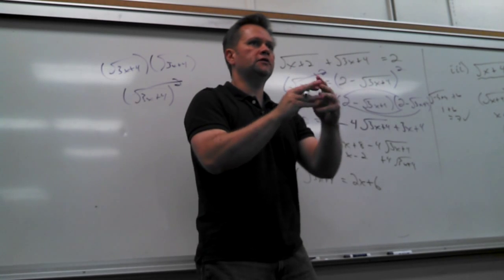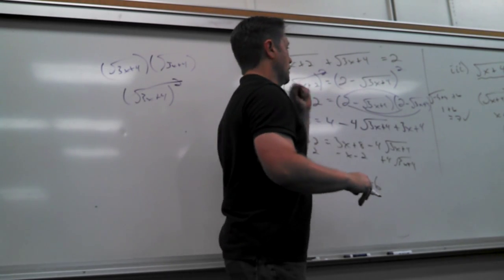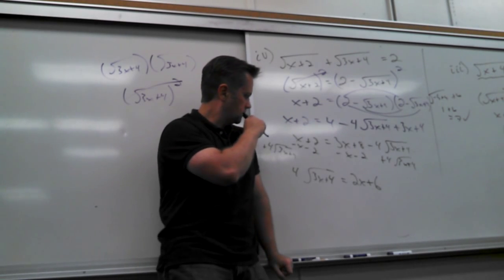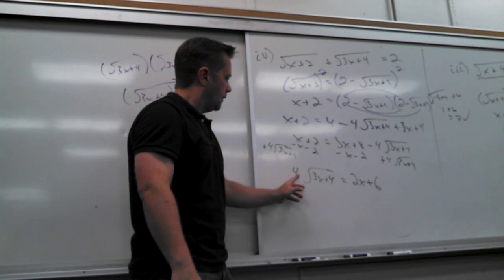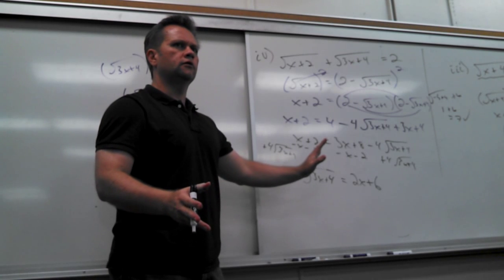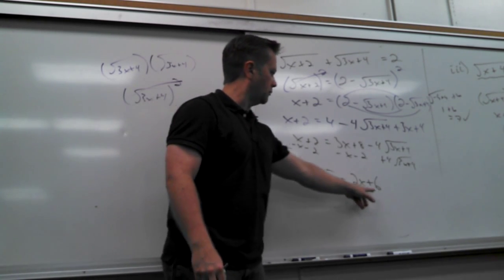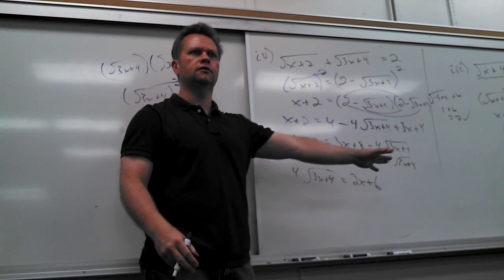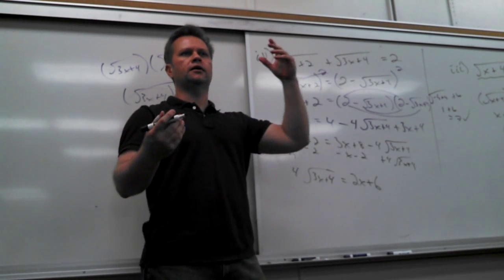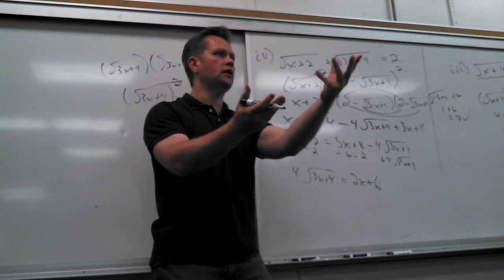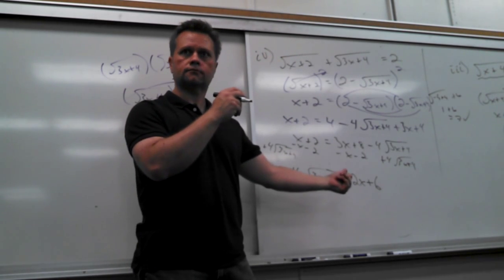I know it's a lot of steps. This is not a lot of steps, by the way. So now, is the radical by itself? No, there's a 4 there, right? But if I divide by 4, I'm going to make some fractions, am I not? I could divide by 2. That won't make any fractions, right?